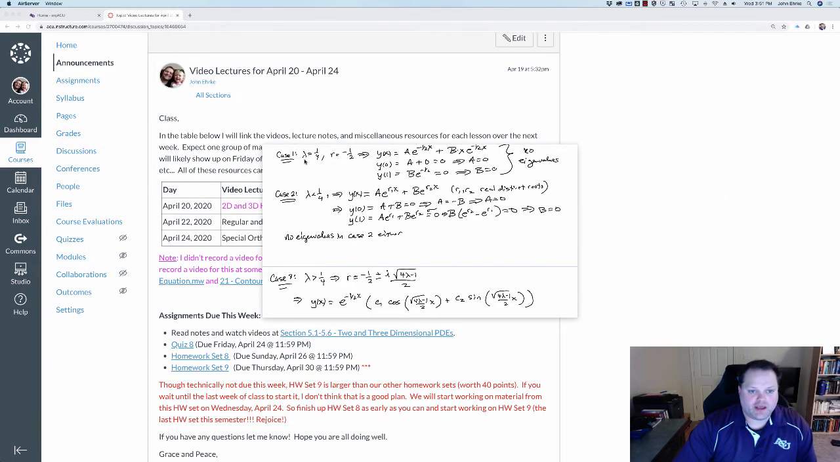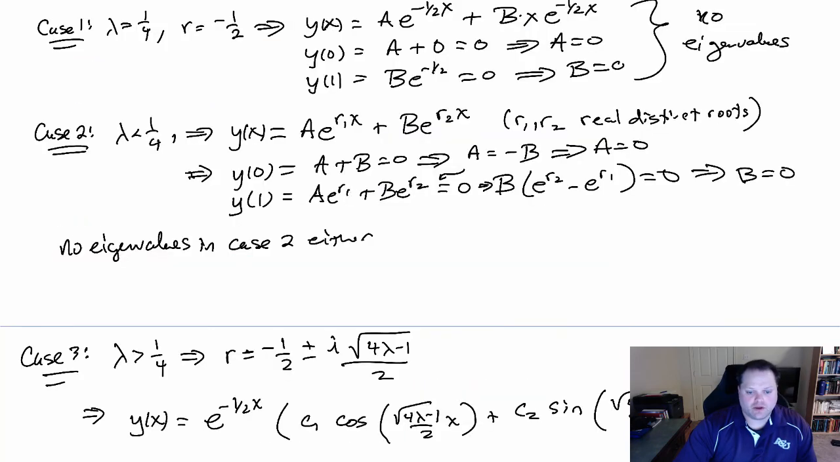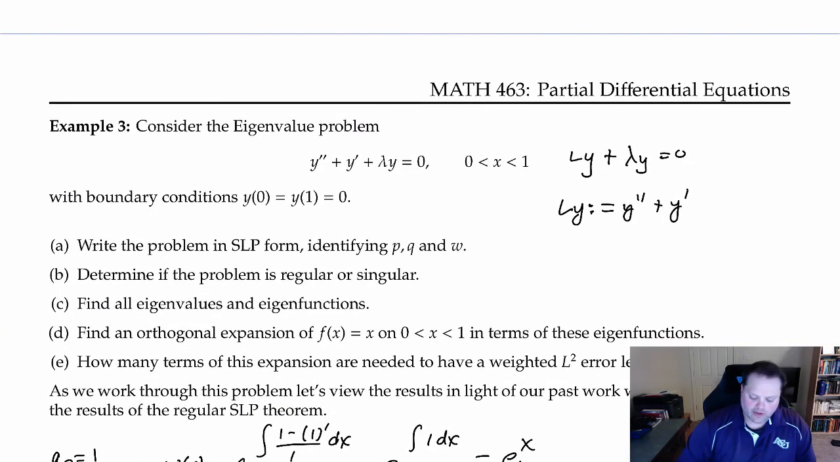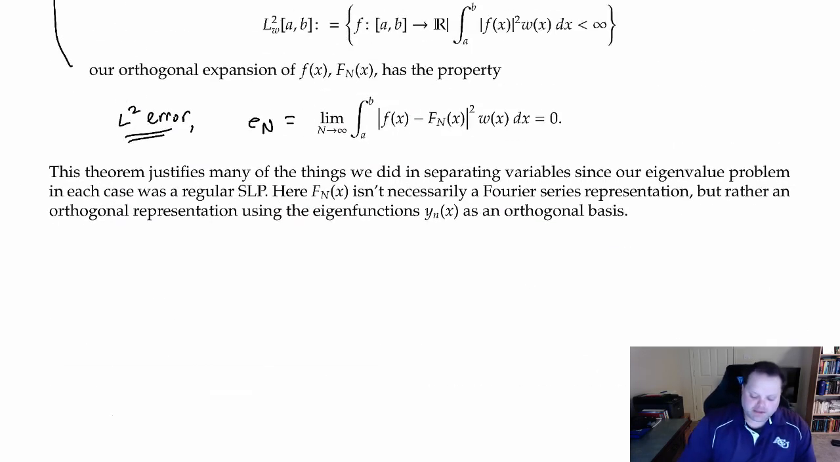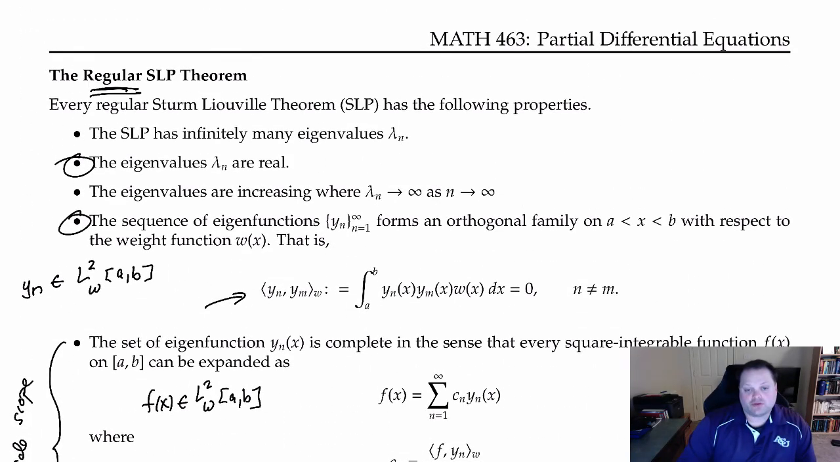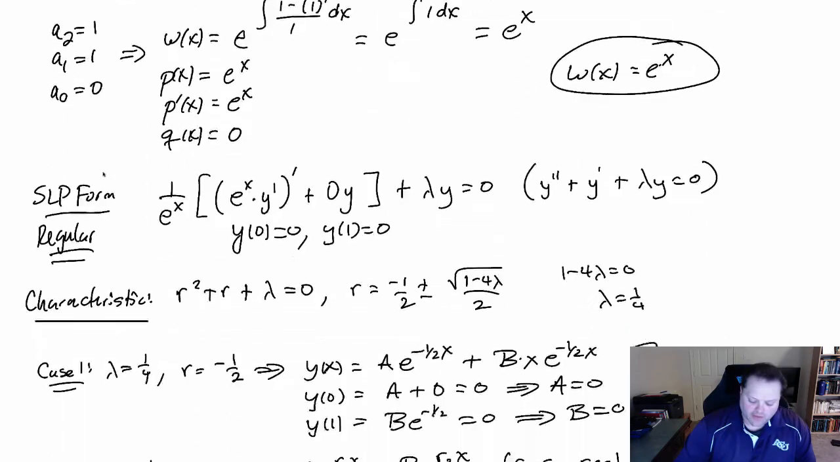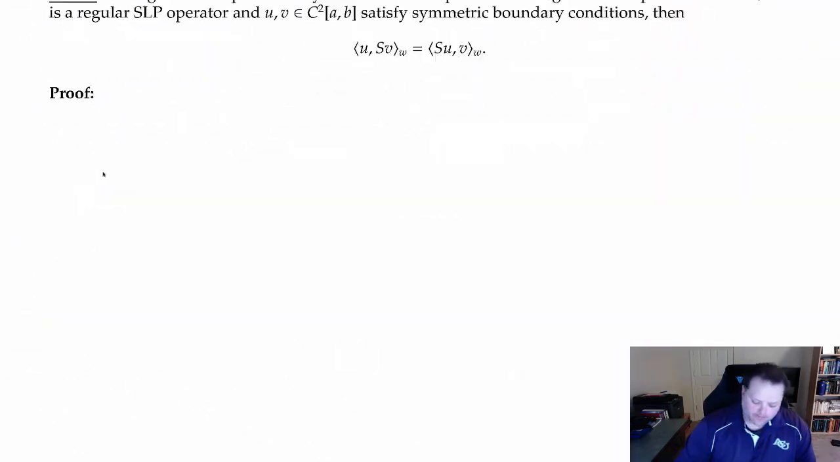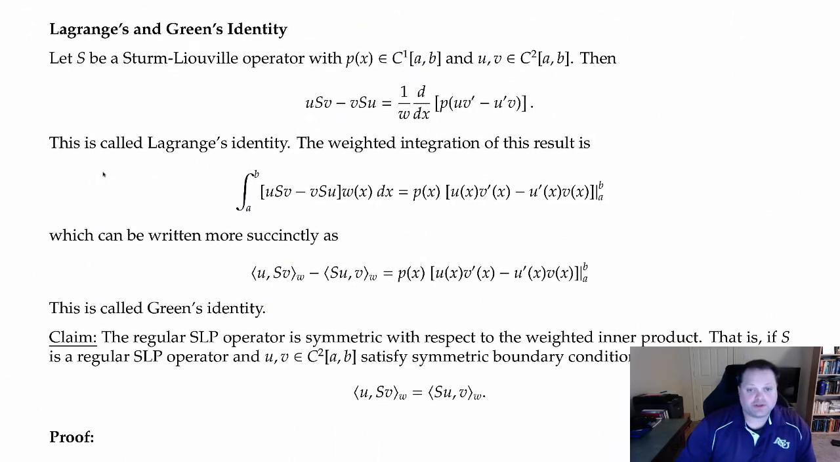All right, so if we head back to the notes at this point, now that we've done an example with this and seen what's going on, I need to go back and prove a couple of results here for the regular SLP theorem. We're going to start with proving that the eigenvalues are real. In order to do that, though, I need to prove that the SLP operator is symmetric with respect to the weighted inner product.